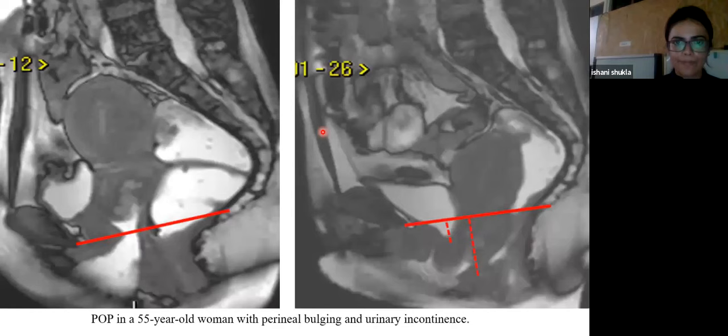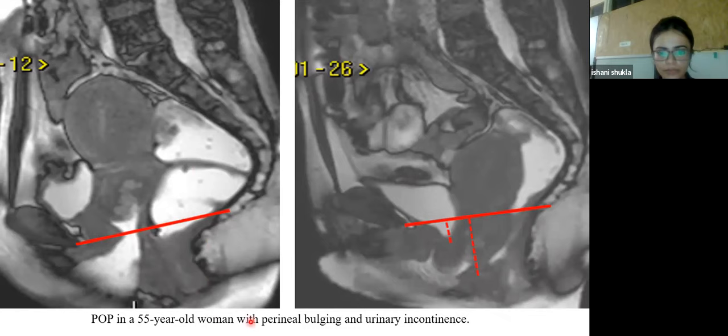So these images are T2-weighted sagittal images in a 55-year-old woman with perineal bulging, and we can see that during the straining phase there is uterine prolapse, which is moderate to severe, and also there is mild cystocele.